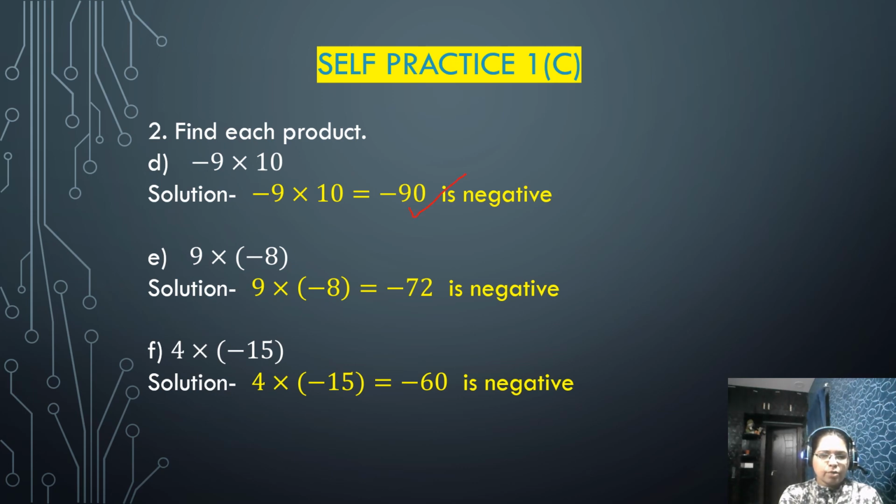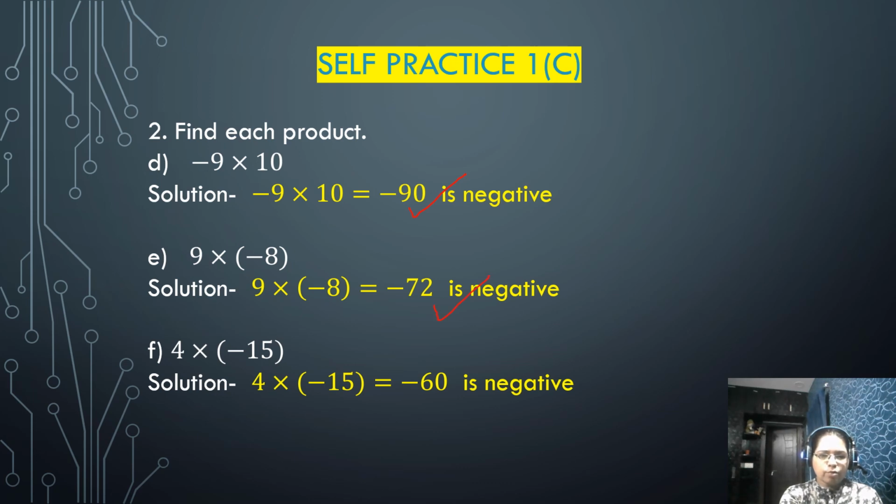E. 9 multiplied by minus 8. Here 9 is a positive integer and minus 8 is a negative integer. Multiplication of positive and negative, we get a negative integer. So 9 multiplied with minus 8 we get minus 72, and minus 72 is a negative integer.